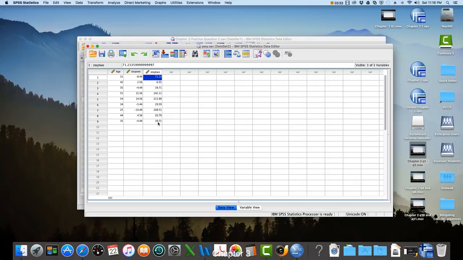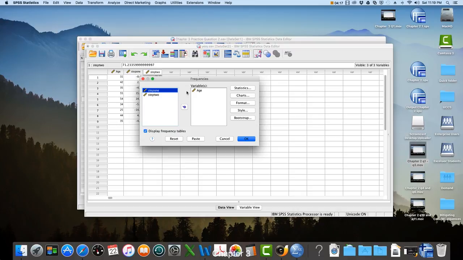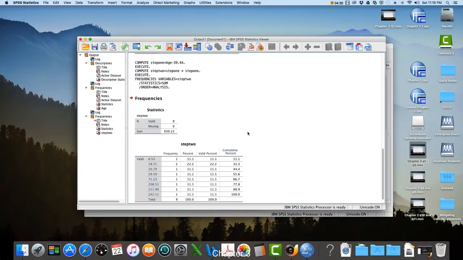Now, the next step in this process, according to the equation, is that you need to know the sum total of the differences squared, which means that you need to add all these values up. Now, you can do that with a calculator, or I can show you a pretty simple way to do it. You can go to Analyze, Frequencies. What we want is step 2, not age. Stats, you want the sum. That's all you want. Continue. So the sum for stats is 830.22. Okay?